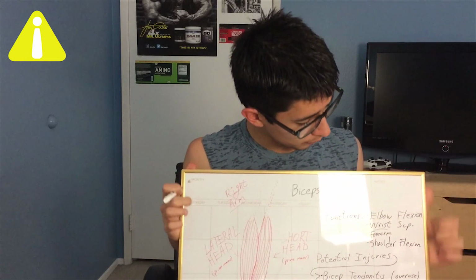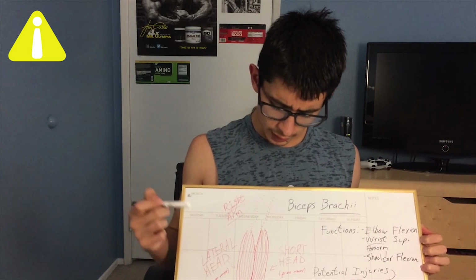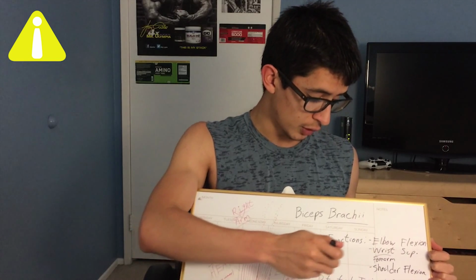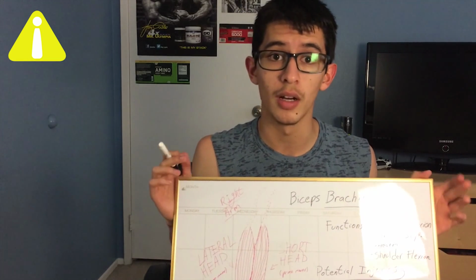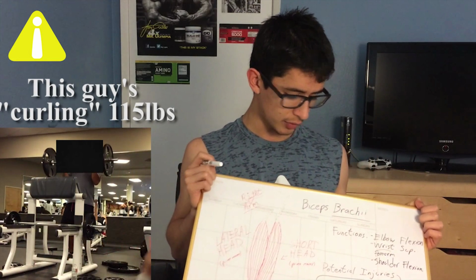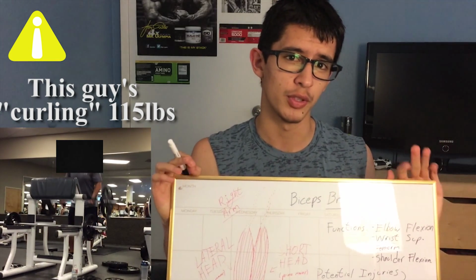So the bicep has 3 functions, 2 heads, potential dangers or potential injuries of the biceps. So your biceps are a fairly small muscle group compared to your other ones.